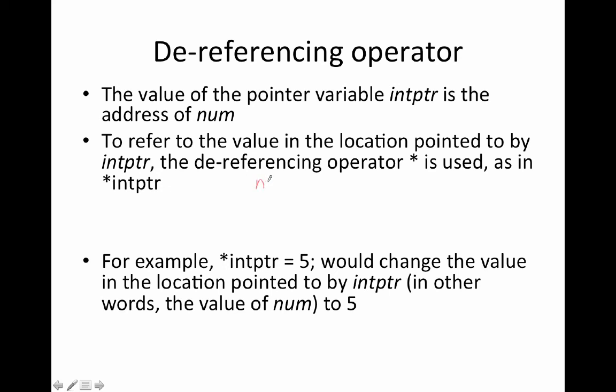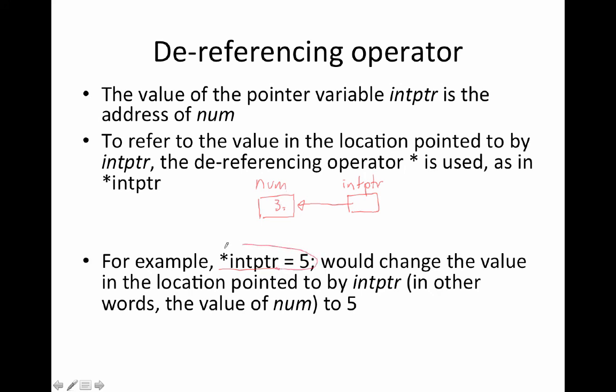So let's draw our boxes again. We have num, which is 3, and we have int pointer, which is pointing to num, really storing the address of num. Again, the value of int pointer is this location. If we want to refer to the value that's stored in that location, we use star int pointer. So star int pointer is the value in the location pointed to by int pointer. And we can assign to that.